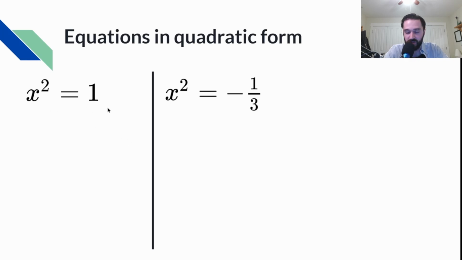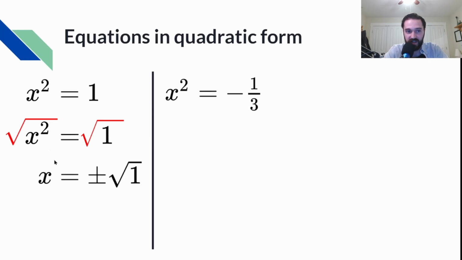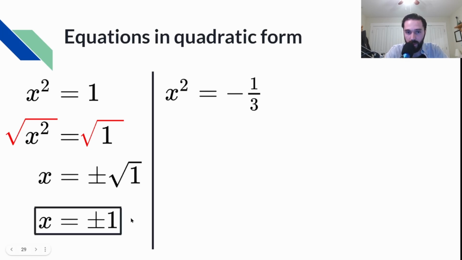Let's start with the equation on the left. What I'm going to do is take the square root of both sides. On the left-hand side, that leaves me with x, and on the right-hand side, I have plus or minus root 1. The square root of 1 is just 1, so our solutions are x equals plus or minus 1.